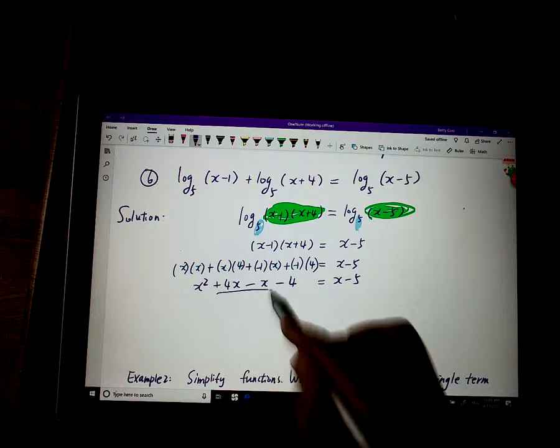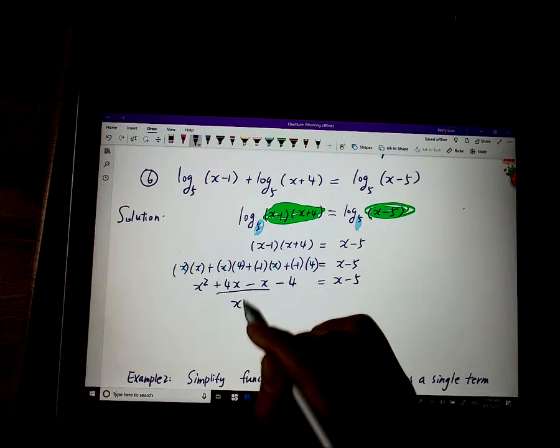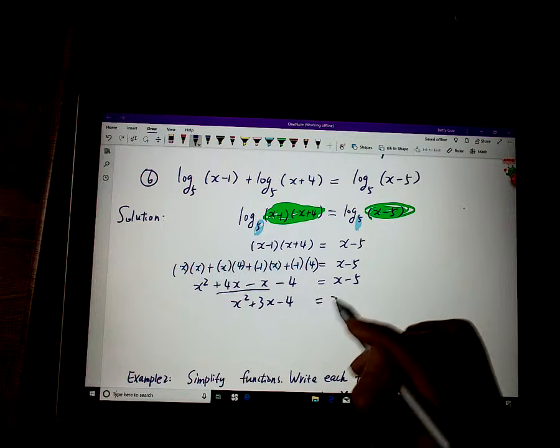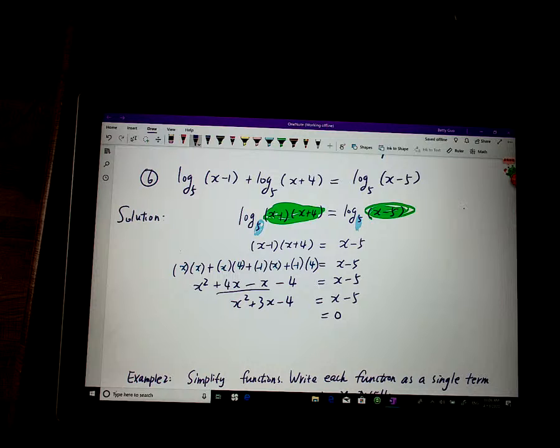We can combine those 2 terms. 4x minus x, 3x. x squared plus 3x minus 4 equals x minus 5. We are solving this quadratic equation. We want to keep the right-hand side be 0. So all the terms are going to go on the left.